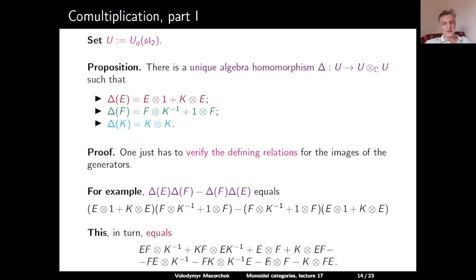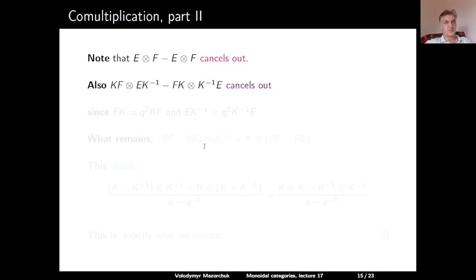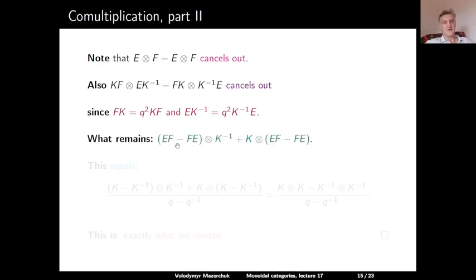And now we see that E tensor F and minus E tensor F just cancel each other. And also, which is less trivial, that these two terms cancel each other. This is explained here. So KF tensor EK inverse and FK tensor K inverse E, they cancel out, because FK is equal to q squared KF, and EK inverse is equal to q squared K inverse E. And with this minus sign, these two cancel each other. So what remains is exactly (EF minus FE) tensor K inverse plus K tensor (EF minus FE).